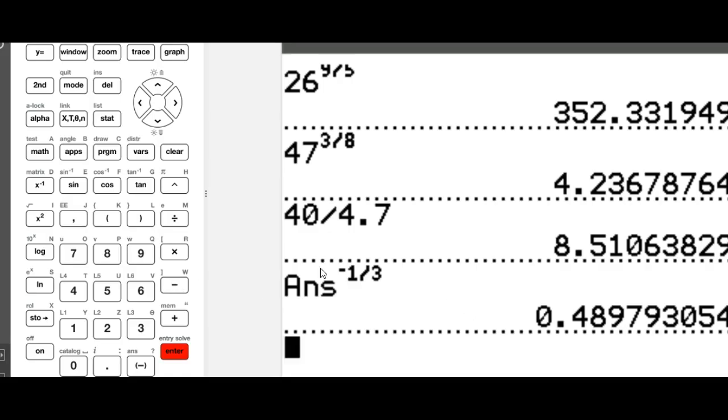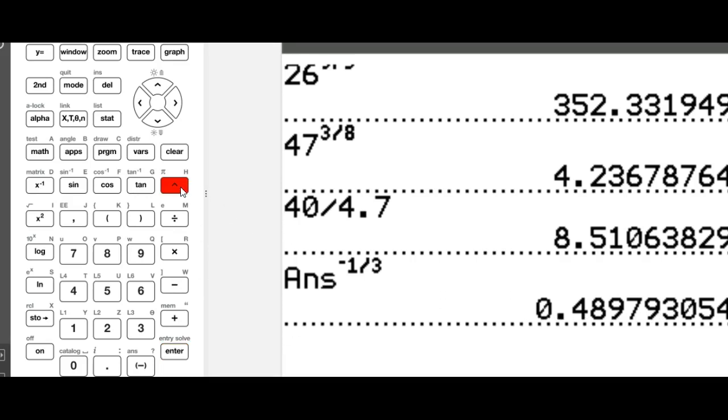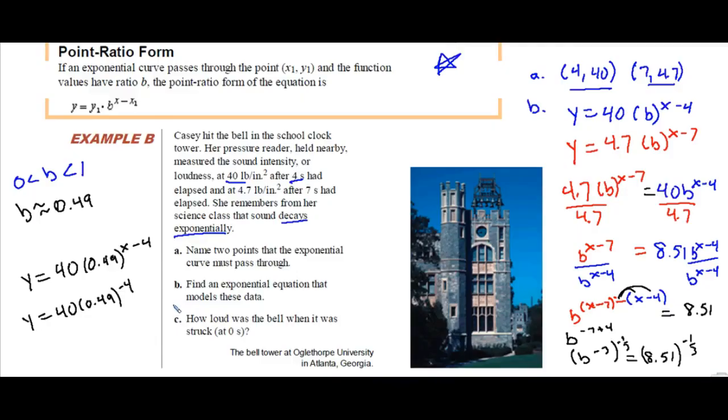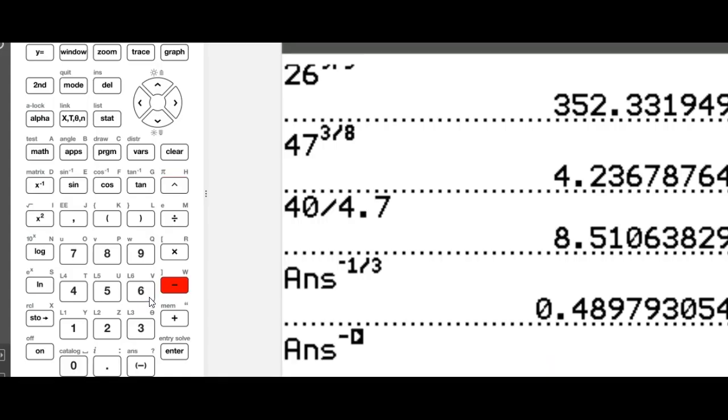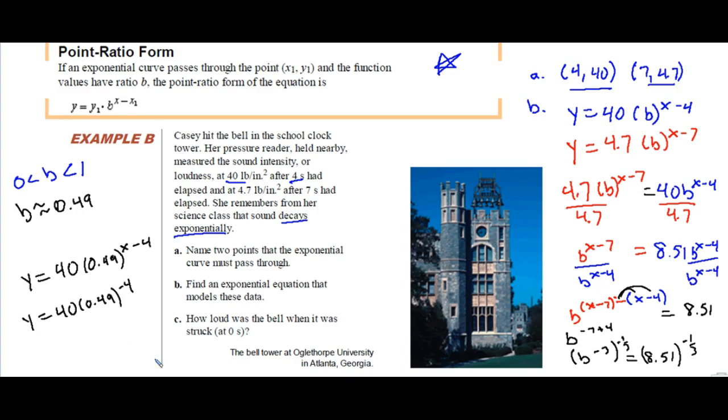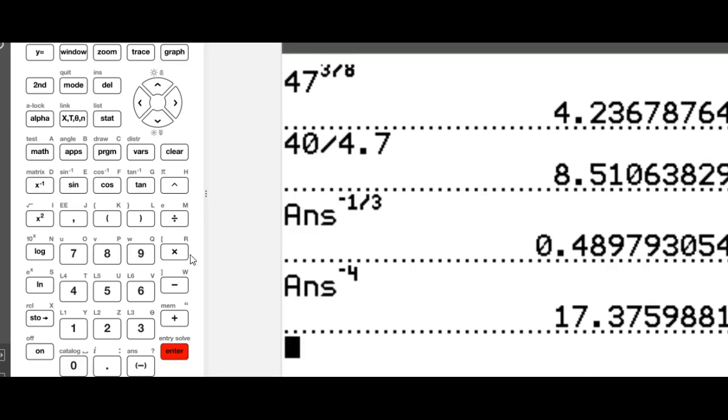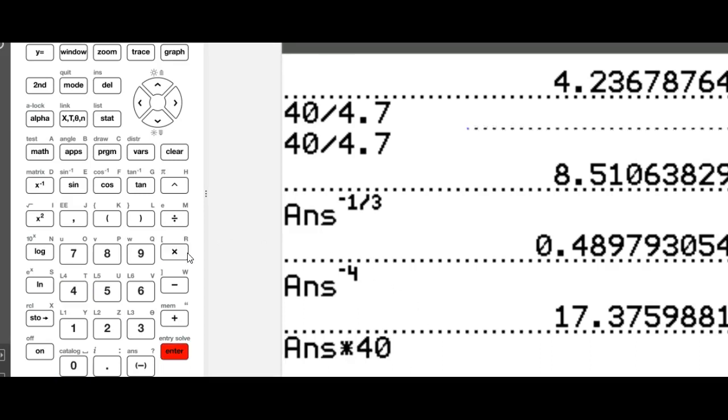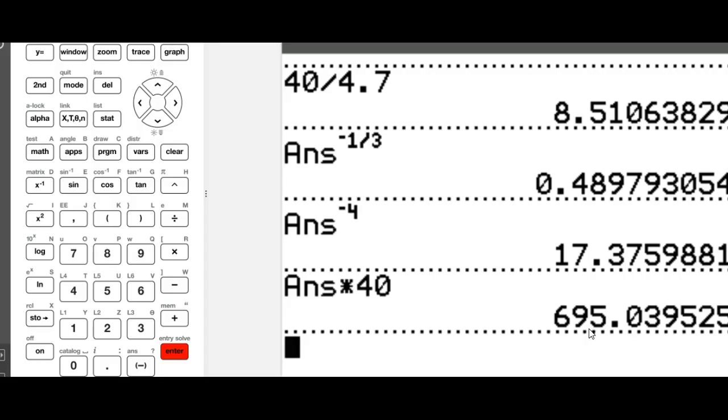So we can take this number, and I know that because I'm taking this number, it might be a little bit different than if you just type in 0.49, but this to the negative 4th. Okay, so we take this number to the negative 4th, which gave us the value right here, and then all we have to do now is multiply it by 40. So we multiply by 40, and we end up with 695.